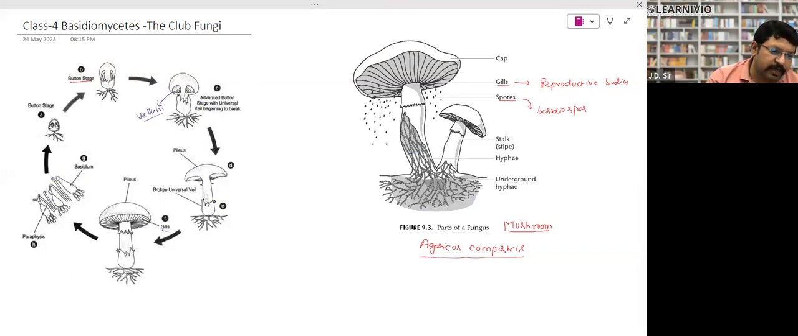What happened? These are the gills, and these are the structure of the gills, right? So inside the gills, what happens? Suppose that this is the gills, right? So inside the gills, there are basidium. Every basidium has four basidiospores, right? And these basidiospores fall down, they germinate, and the formation of mushroom again takes place.